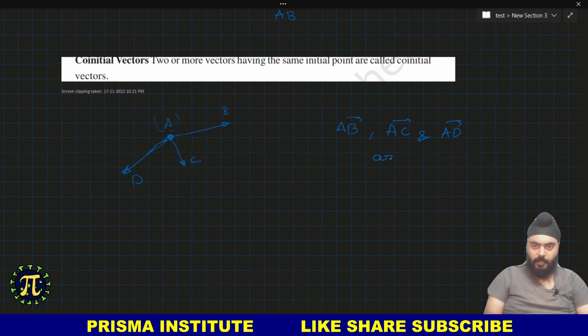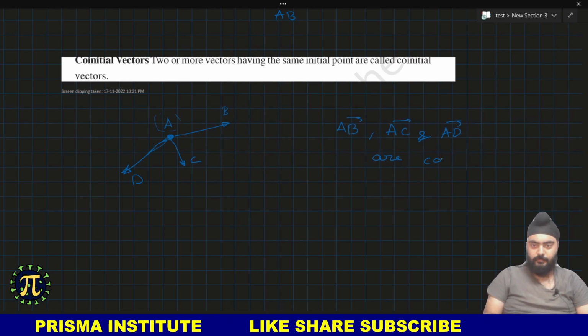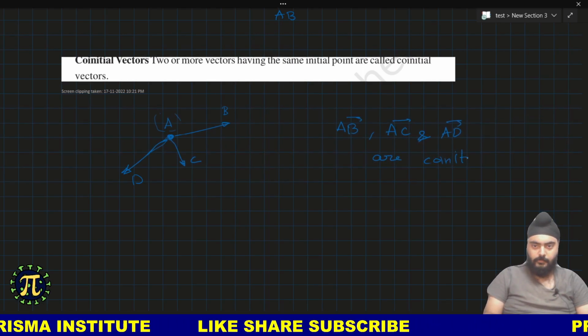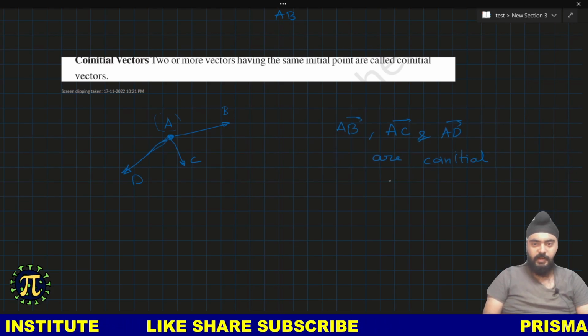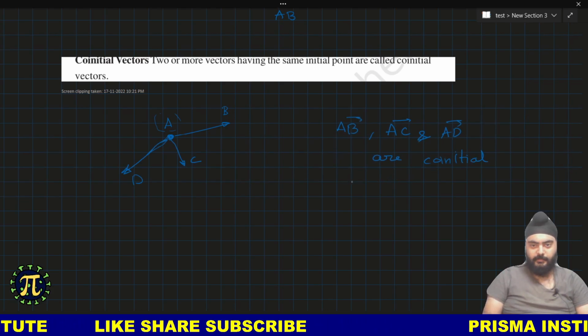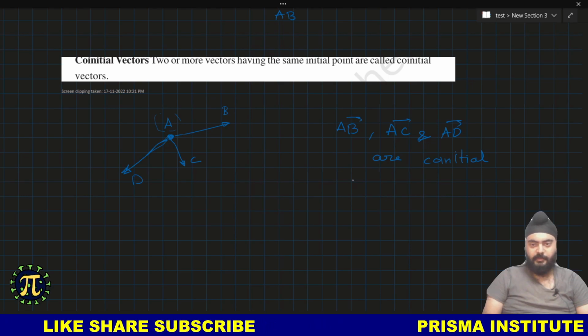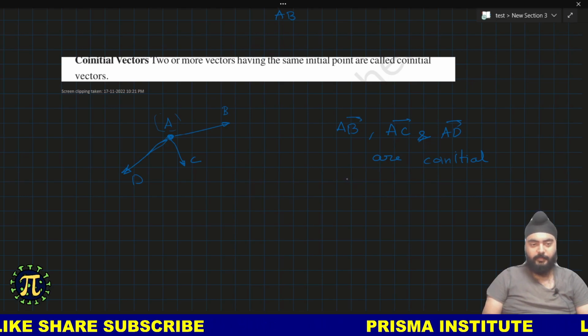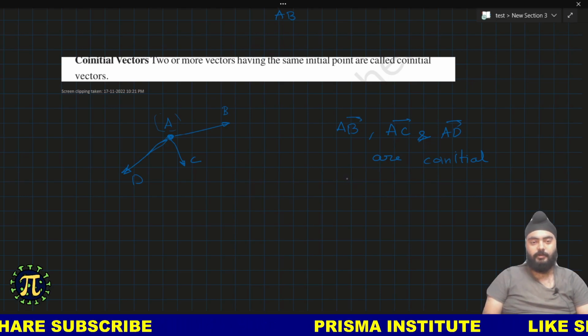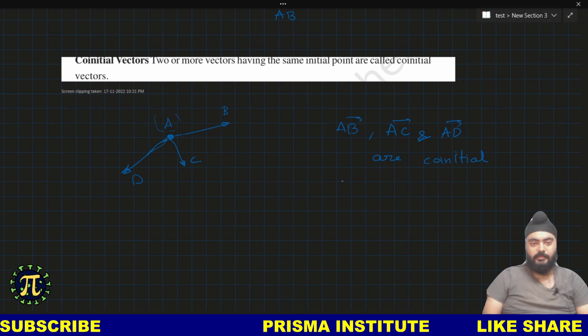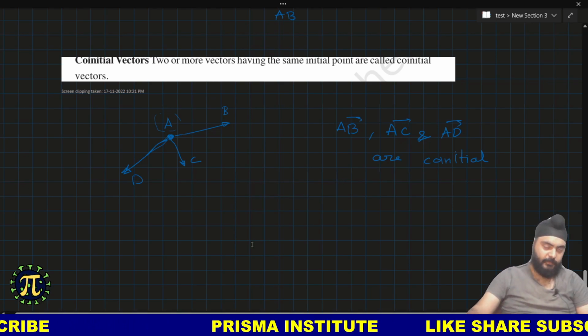are co-initial because they start from the same point A. They have the same starting point A. Wherever they end up, they can have any length, but the only thing is they start from the same point. Okay.